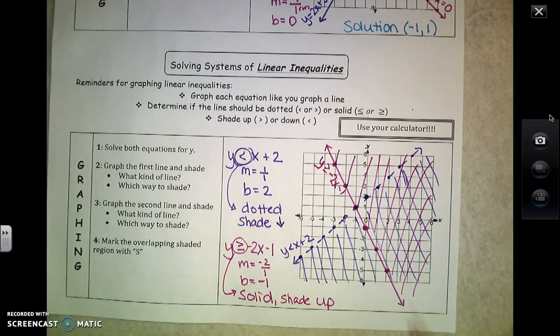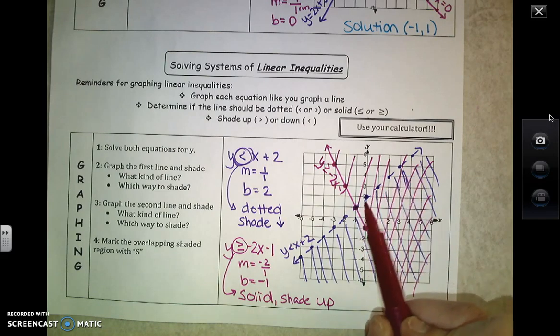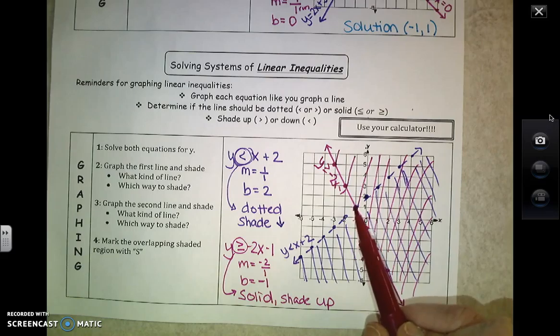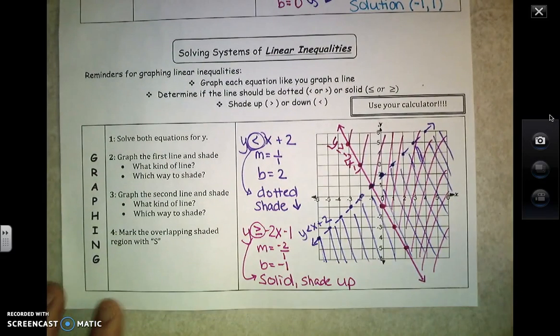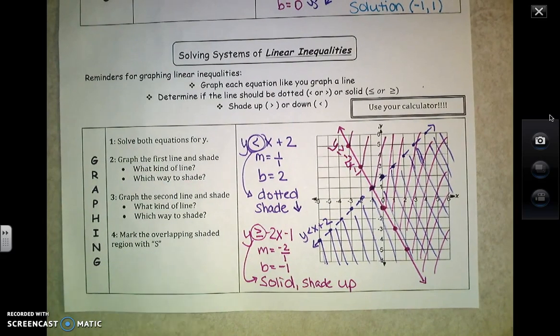Now, as I said, the point of intersection is actually not an important point here, especially because it's on a dotted line, which means that point is not in fact a solution to the system. It's a solution for the solid line, but it's not for the dotted line. So all I'm going to do here is I'm going to mark my overlapping shaded region with an S. I'm just going to put a big giant S.